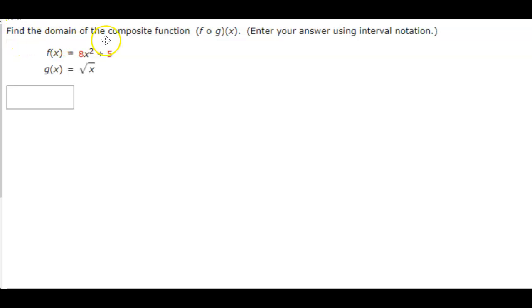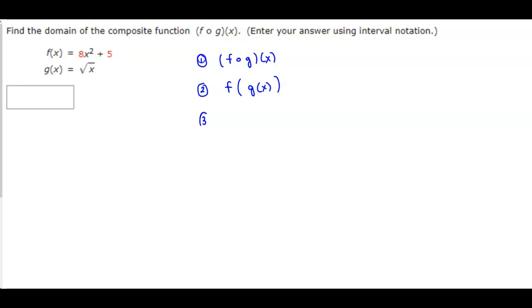Okay, here we want to find the domain of the composite function f composite g of x using interval notation, when f of x is equal to 8x squared plus 5 and g of x is equal to square root of x. So let's write out the definition. So we have f composite g of x. And so we know that the definition is f of g of x.